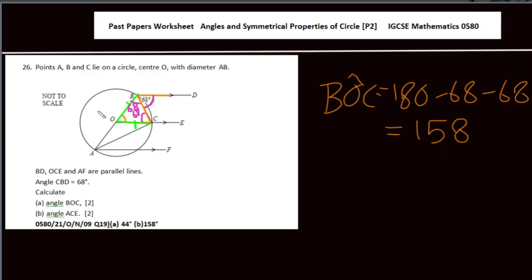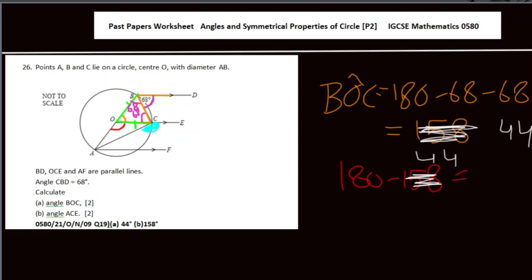Okay, so now we need the angle ACE. So angle ACE is this angle. So if I have this orange angle, I can find this lower angle, which would be 180 minus 158, which gives me, sorry, that angle was not 158, it was 44, my bad, sorry. This is 44. Now 180 minus 44 is 136, so the red angle comes out to be 136.